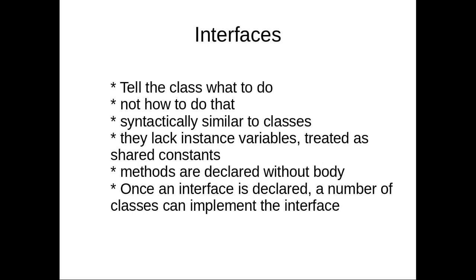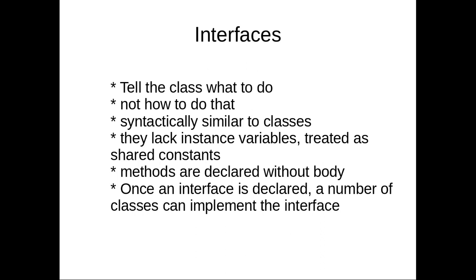Syntactically, interfaces are similar to classes, and they lack instance variables. For example, variables are not there as such, because variables are inherited, but the value of that variable cannot be changed. If you have a variable declared inside an interface, it won't generate an error, and it will be treated as a constant. Methods are declared without body, that means only the method signature is given.